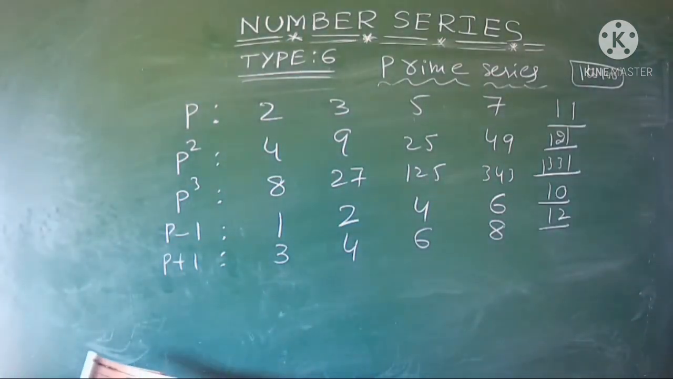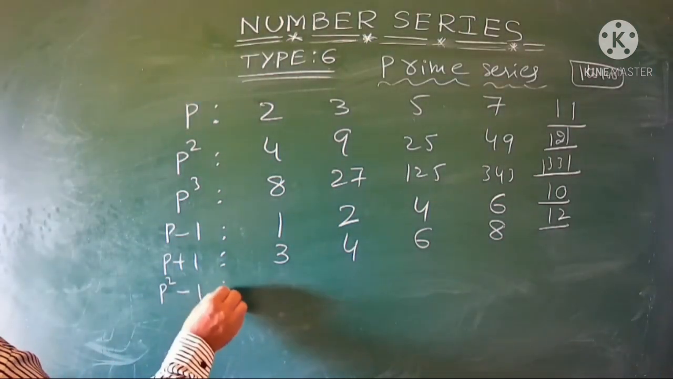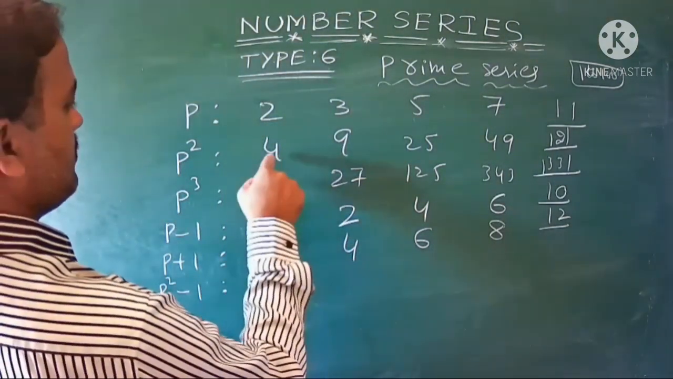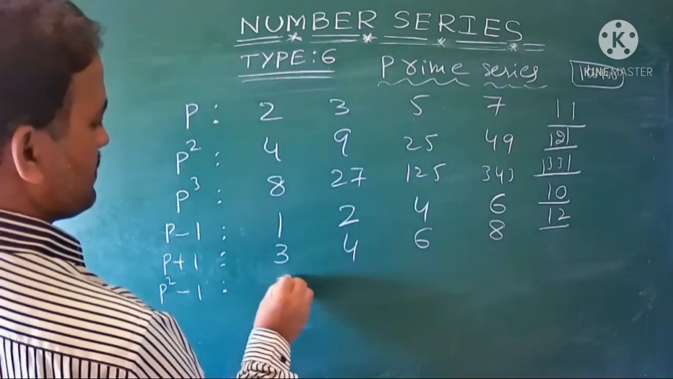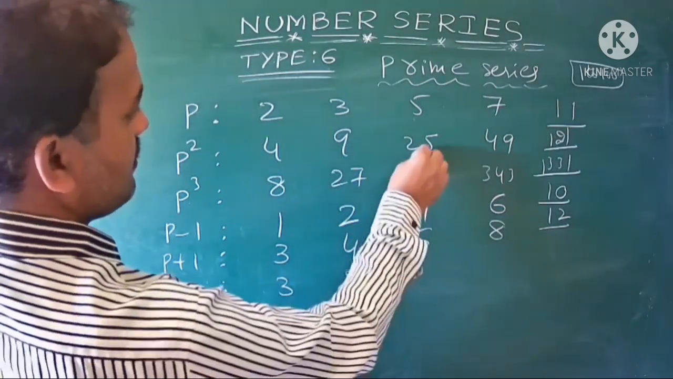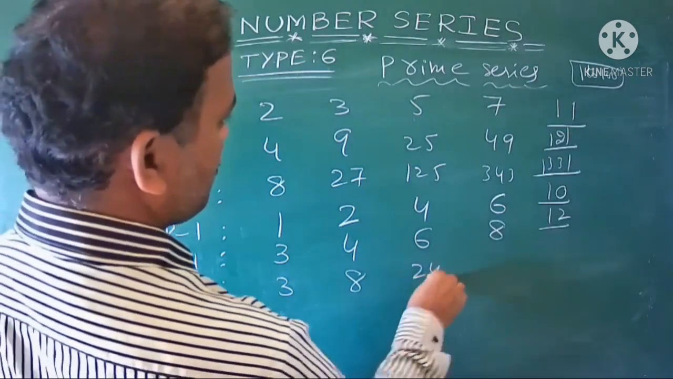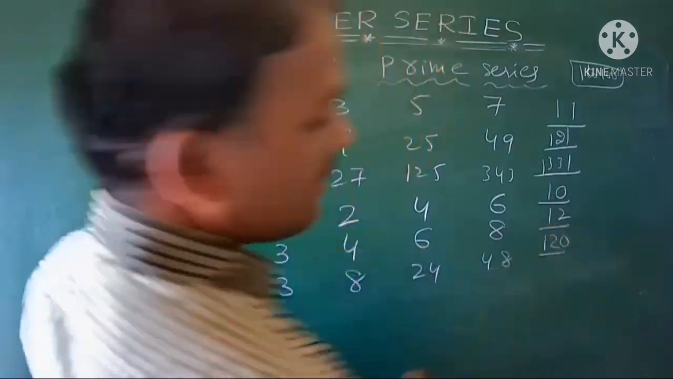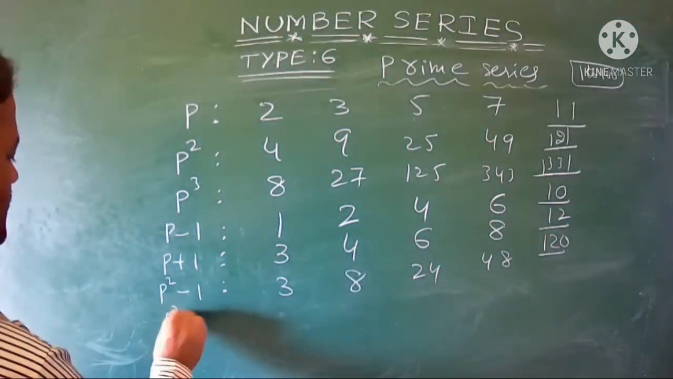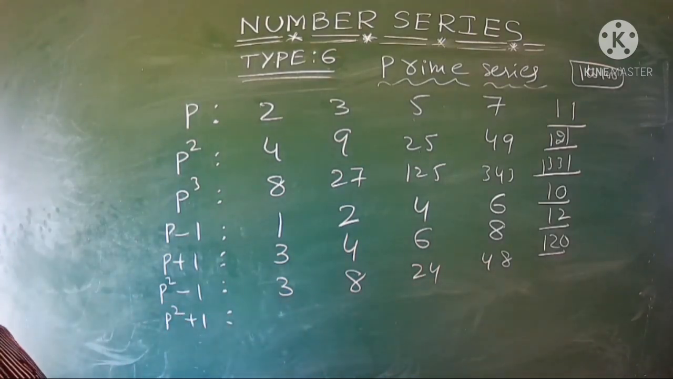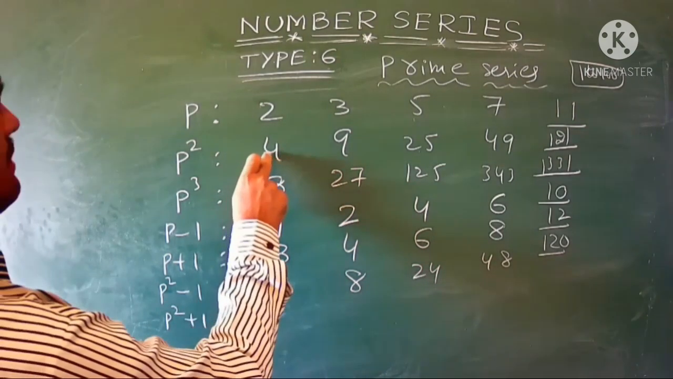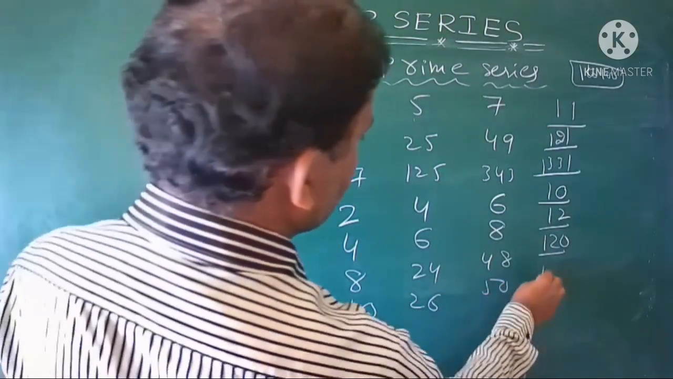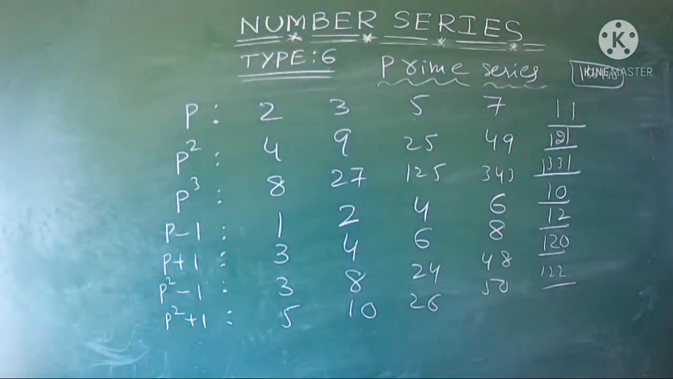Similarly, what will the P square minus 1 relation be? These are the P squares: 4 minus 1 is 3, 9 minus 1 is 8, 25 minus 1 is 24, 49 minus 1 is 48, and 121 minus 1 is 120. Similarly, for the P square plus 1 relation: 4 plus 1 is 5, then 10, 26, 50, and next 122 will come.